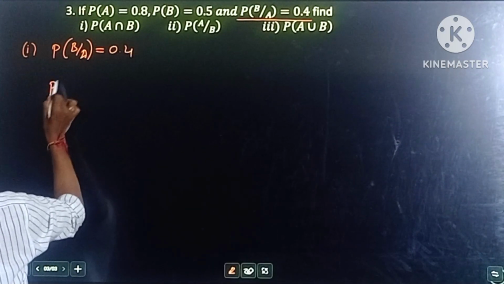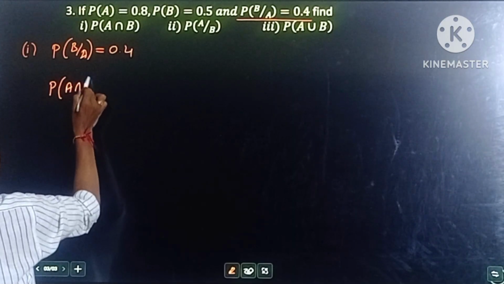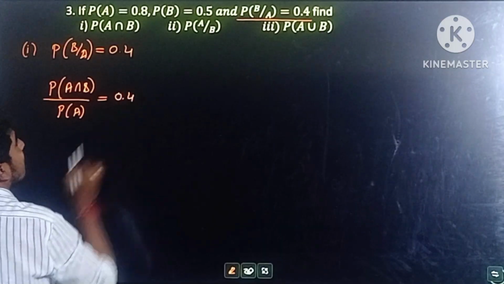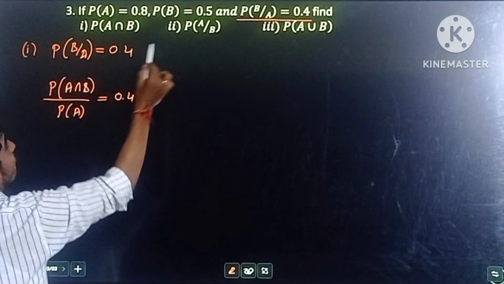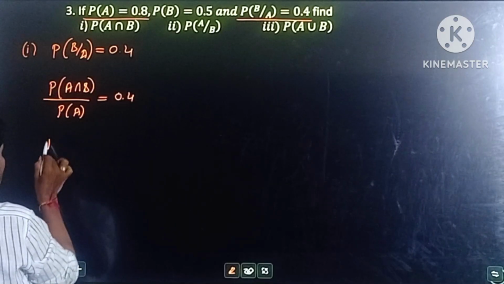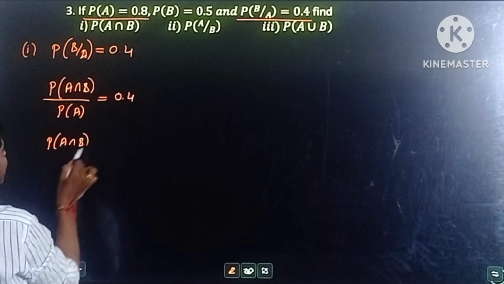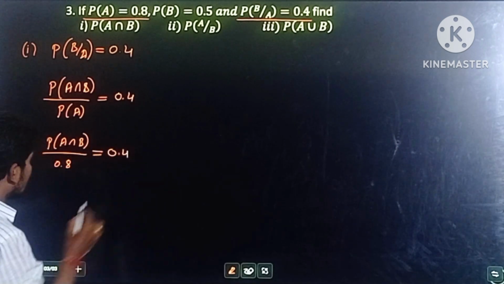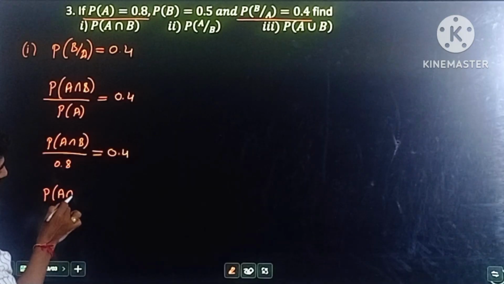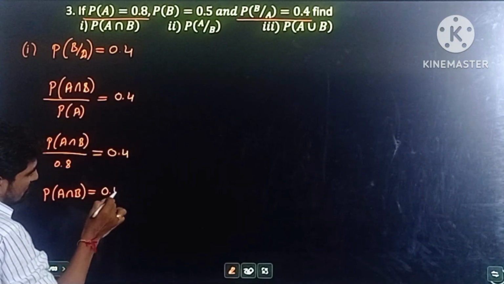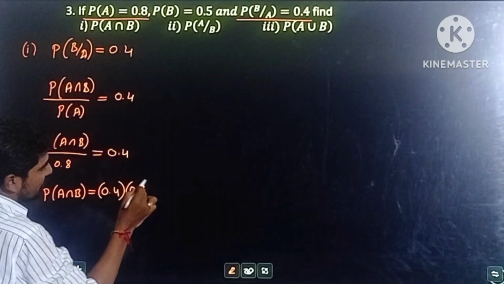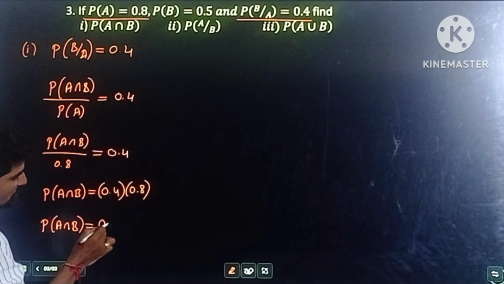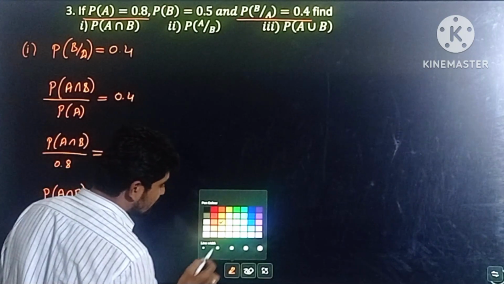We know that probability of B by A is probability of A intersection B divided by probability of A, which is equal to 0.4. And he has given the value of probability of A, that is 0.8. So probability of A intersection B divided by 0.8 is equal to 0.4. By cross multiplication, probability of A intersection B is equal to 0.4 into 0.8. So the required probability of A intersection B is equal to 0.32. I hope all of you understood.